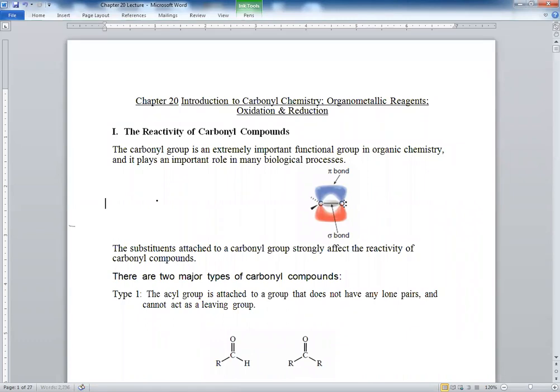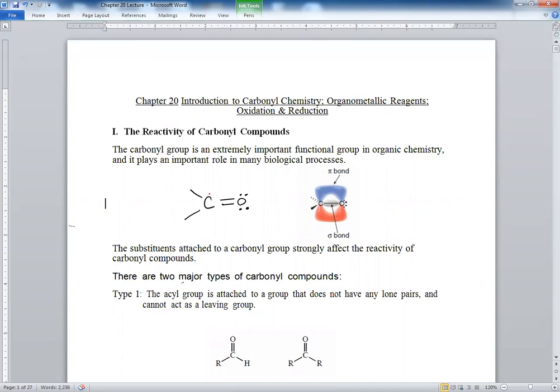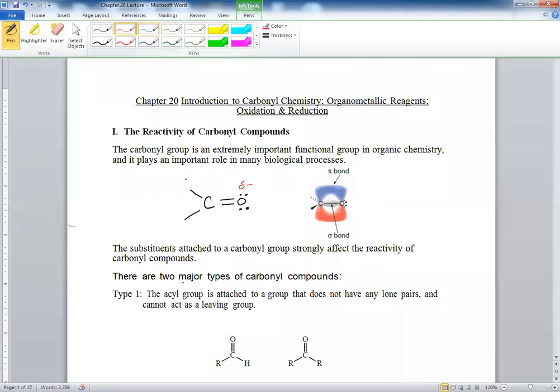So the carbonyl group looks like this. You have a carbon atom double bonded to an oxygen atom, where this is delta minus and this is delta plus.